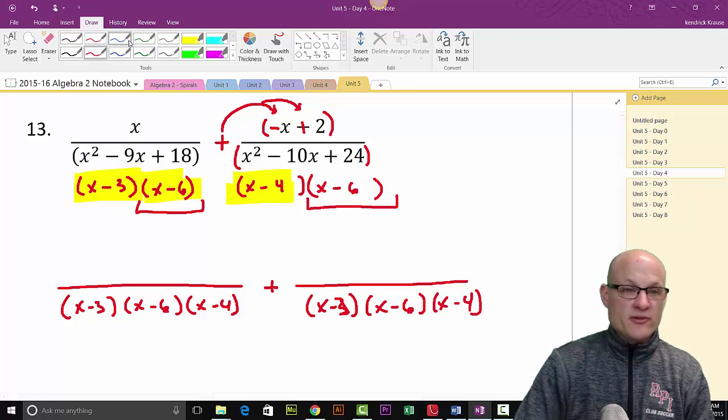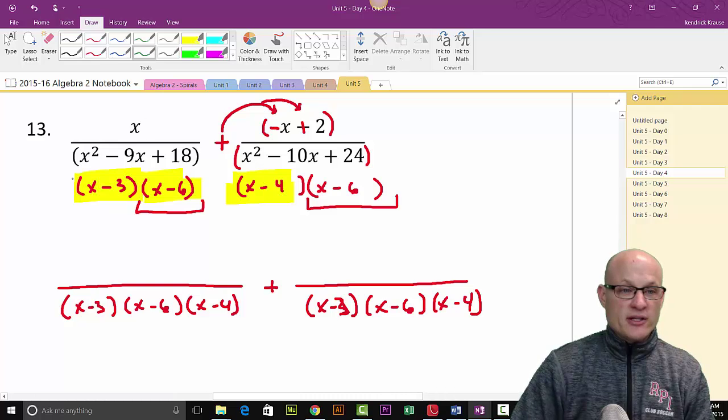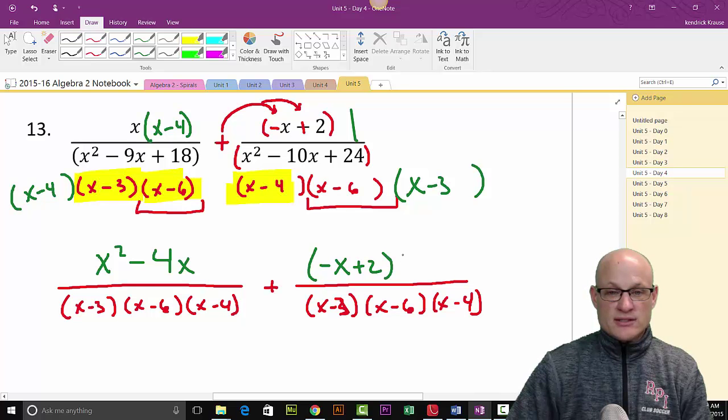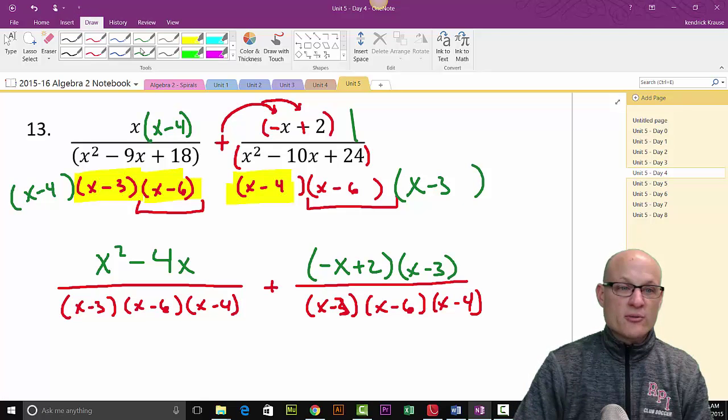So let's see what each piece is missing. This one is missing the x minus 4. So we'll multiply this numerator times x minus 4. This one is missing, looks like, x minus 3. So we're going to multiply this one by x minus 3. But I'm going to write this one out because it's not as easy. It's minus x plus 2 times x minus 3. So I'm going to do the math right here for you.